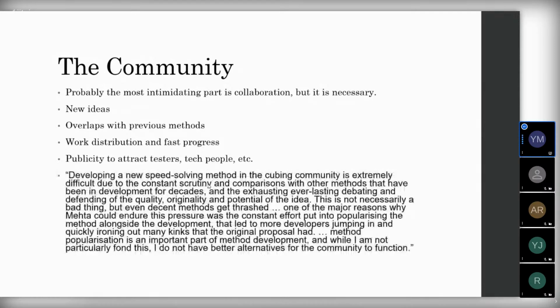And this is a quote that I have put on my website. If you want to read through it, you can read through it. I'll just give you the gist of it. The point is, method development has a big chunk dedicated to method publicity, and we feel like it should not be a part of method development, but the fact is it is. And it's not necessarily a bad thing, and it's not necessarily a good thing, but the point is it is extremely helpful.